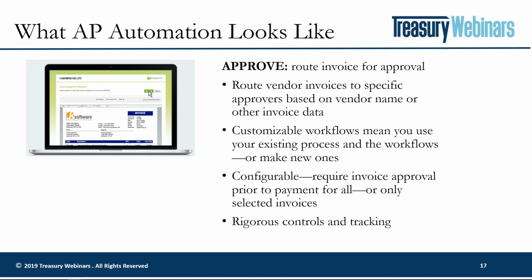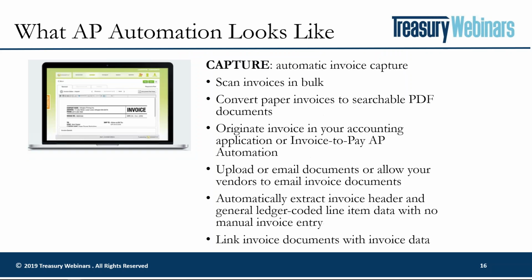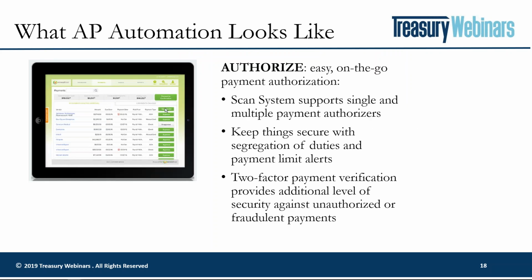So you want to make it configurable, and then of course we talked about controls and tracking. So we have capture, approve. Now let's look at authorize. This is important. You want a system that supports single and multiple payment authorizers. Maybe there's dual authorization. You want secure segregation of duty, and then payment limit alerts. If someone's coming over a payment limit, you can hard stop it, or you can just send an automatic alert to someone, knowing that this might be an exception that we made a payment for. And then, of course, we can have two-factor payment verification to help us mitigate unauthorized or fraudulent payments.